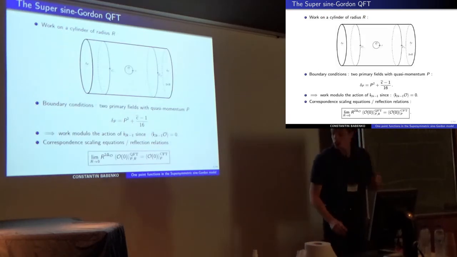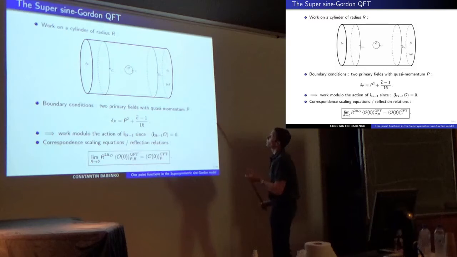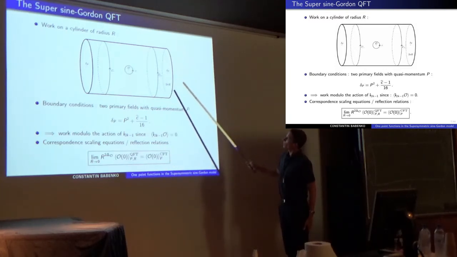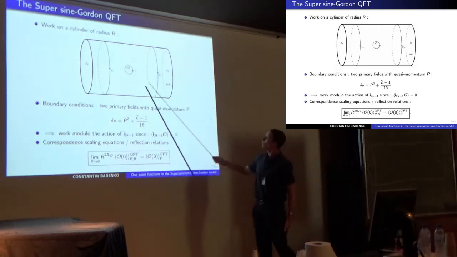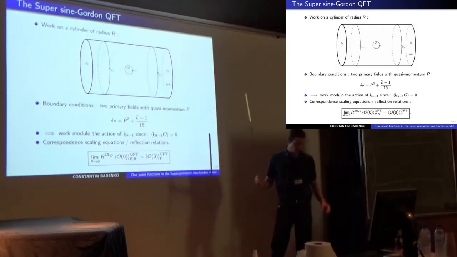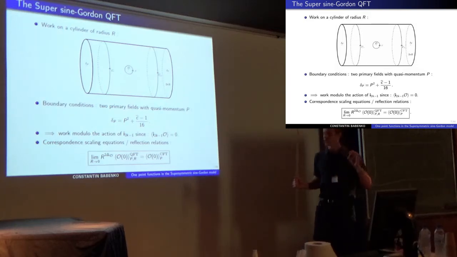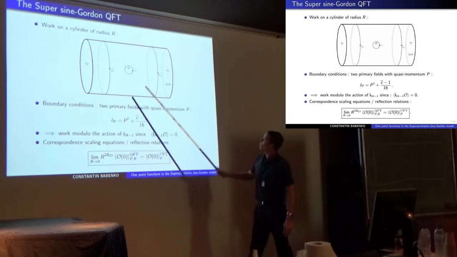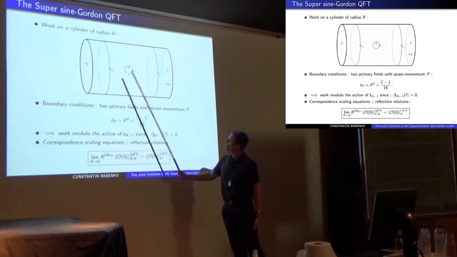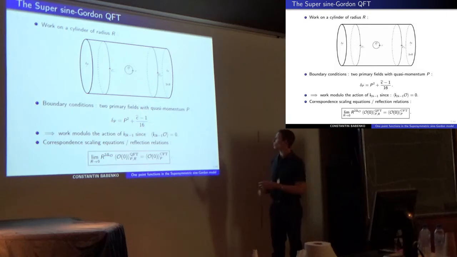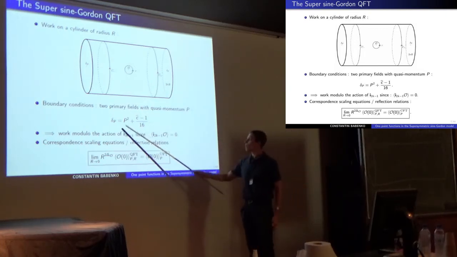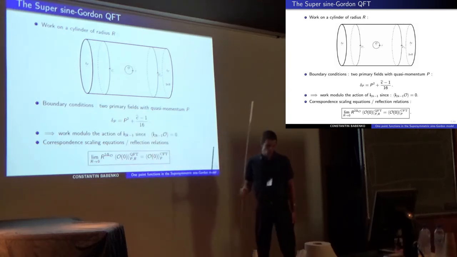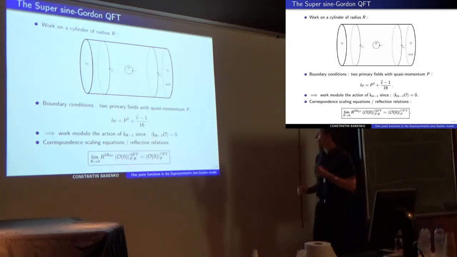Now, the usual geometrical setup of the fermionic basis is the cylinder. So we make our theory live on the cylinder of radius r, and we put our field, of which we want to compute the one-point function, at the origin, with the following boundary conditions. At the two extremities of the cylinder, we take two primary fields of conformal dimension delta p. This delta p is parameterized by this quasi-momentum p, which is really our boundary condition.